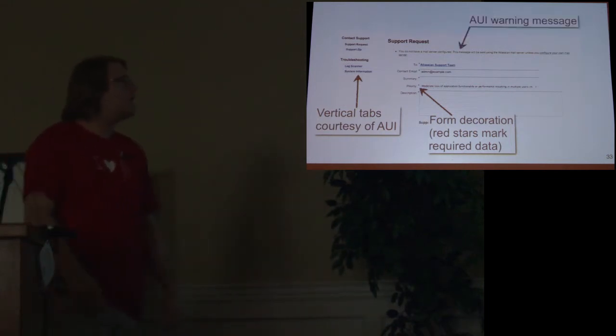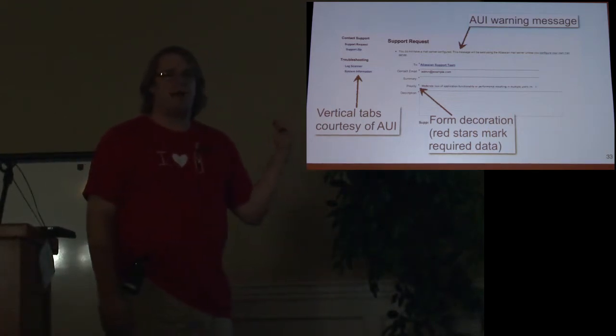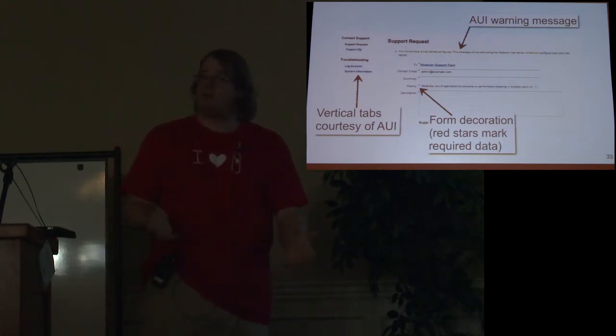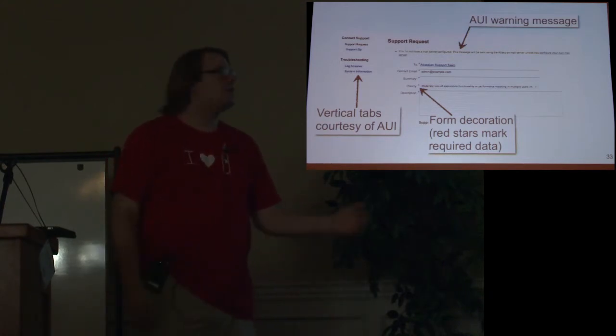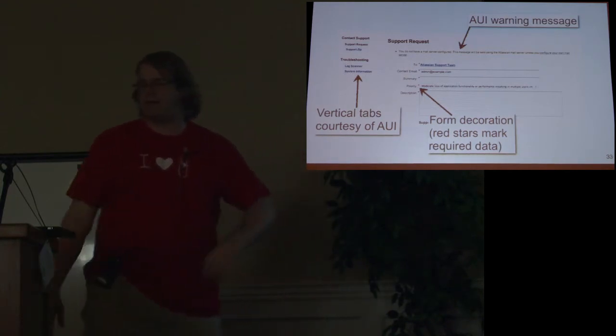Speaking of messages, up here at the top, and again it's kind of hard to see, that's actually a yellow background with a standard AUI warning message. It doesn't include the icon because that's an option you have with AUI, to not have the icon. So what you're seeing here is just a way of using an AUI message to convey information to the user without being intrusive and while still fitting into the rest of the application.